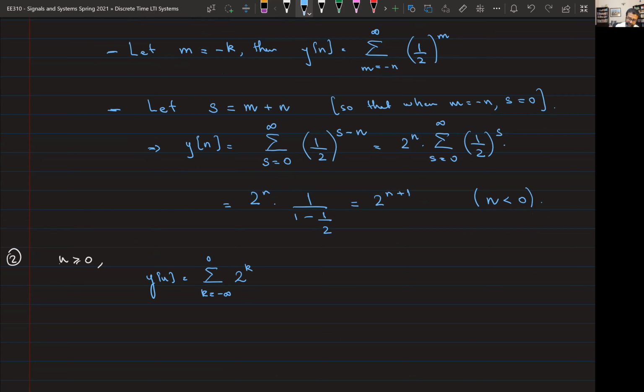And I make a change of variables. I'm skipping steps here. This is the sum over m equals 0 to infinity of half raised to power m, which is equal to 1 upon 1 minus half, which is equal to 2. So for all values of n greater than or equal to 0, this is equal to 2, and for all values of n less than 0, this is 2 raised to power n plus 1.